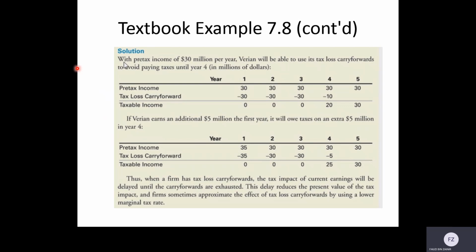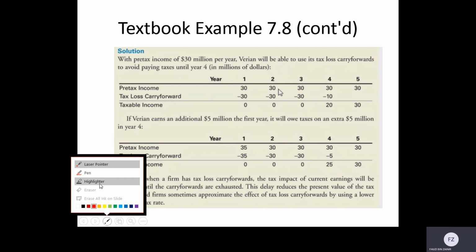Let's look at an example on the tax losses. With a pre-tax income of $30 million per year, as mentioned, shown here, pre-tax income is expected to be received every year for the next 5 years, $30 million for Varian. Varian will be able to use its tax loss carry forwards to avoid paying tax until year 4. So how do we get that?